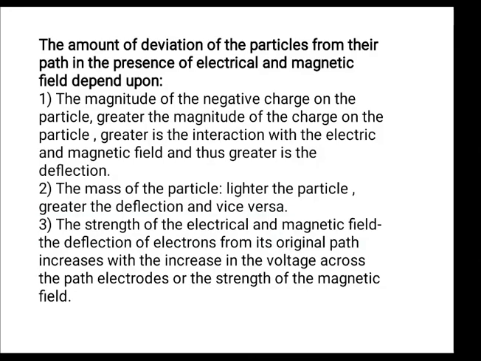Now, according to Thomson, the amount of deviation of the particles from their path in the presence of electrical and magnetic field depends upon three factors. Number one, greater the magnitude of the negative charge on the particle, greater will be the interaction with the electric or magnetic field which is applied, and hence greater will be the magnitude of deflection.